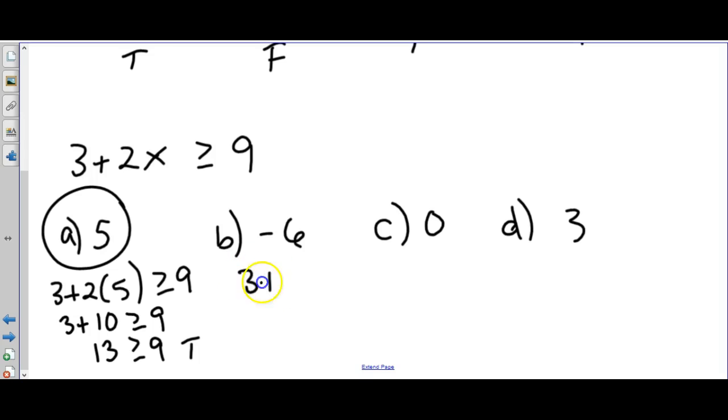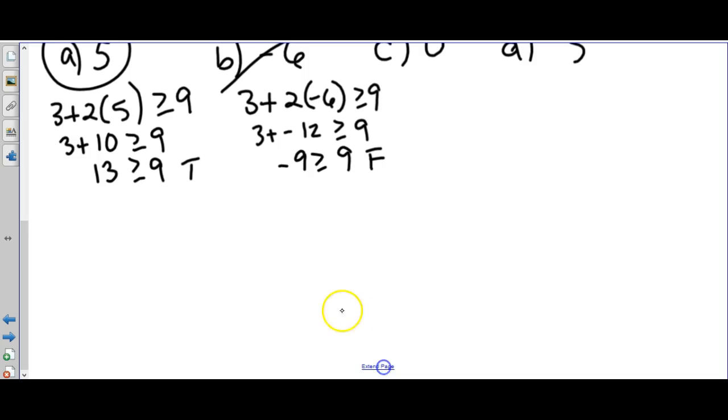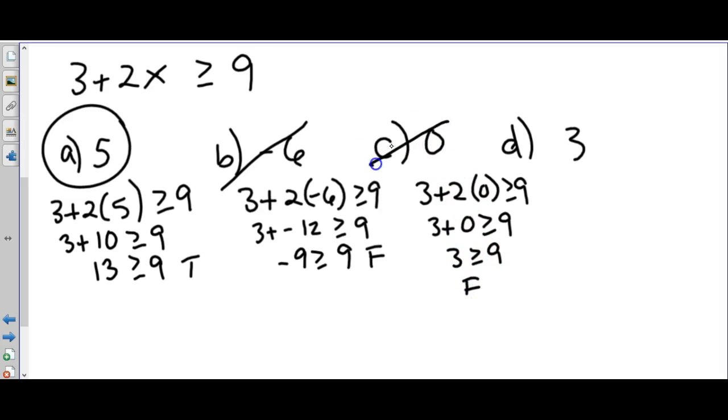Let's try the next one. 3 plus 2 times -6. 2 times -6 is -12. 3 plus -12 is -9. And -9 is not bigger than 9. That is false. -6 is not an answer. Let's try these last two. 3 plus 2 times 0 greater than or equal to 9. 2 times 0 is 0. 3 plus 0 is 3. 3 is not greater than or equal to 9. So that is false. That one does not work.